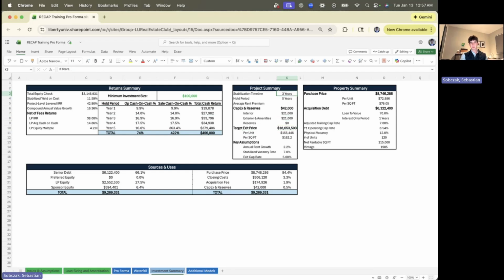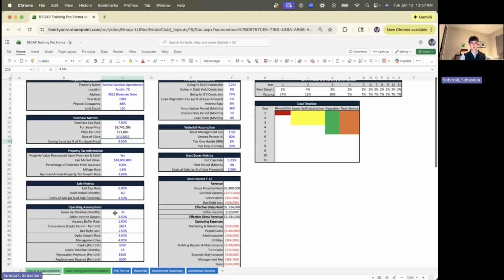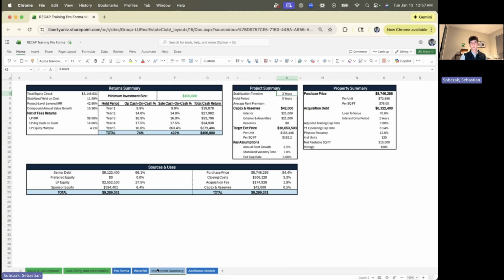Now, moving on to project summary, for this project, we're estimating 3-year stabilization. Now, this is hard-coded, but obviously this is in inputs. It's our lease-up timeline, 36 months, and then it's also over here, lease-up timeline, 3 years. And then our hold period we're saying is 5 years.